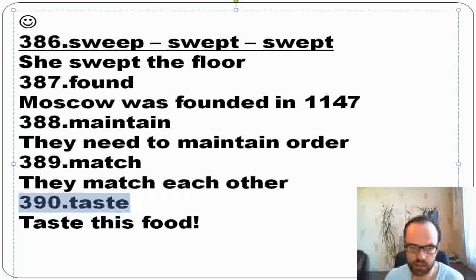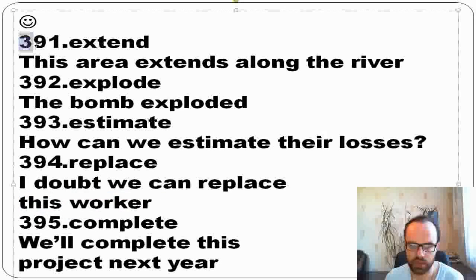Taste. Taste this food. Extend. This area extends along the river. Explode. The bomb exploded. Estimate. How can we estimate their losses? Replace. I doubt we can replace this worker. Complete. We'll complete this project next year.